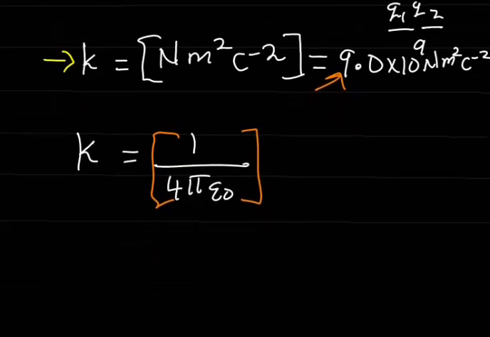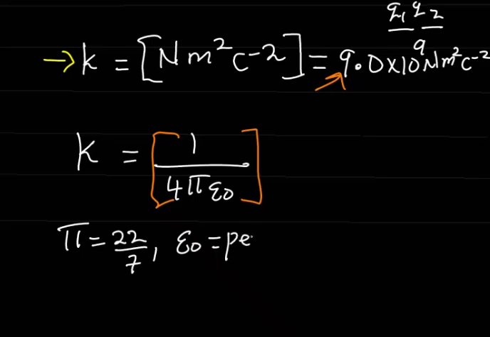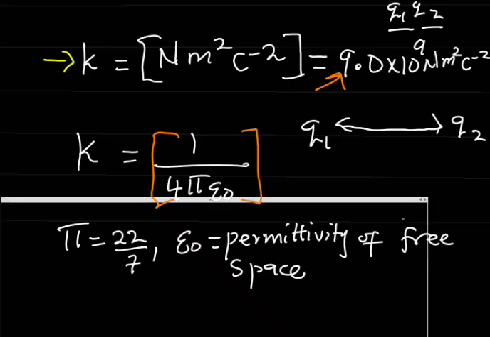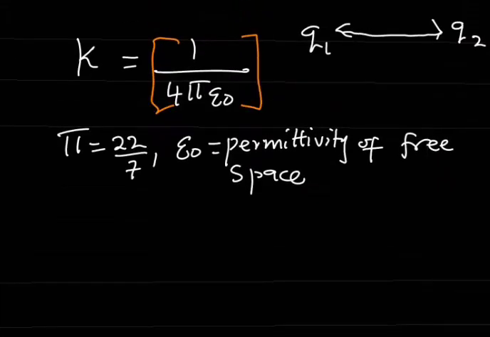You can actually prove that yourself. You know what the value of pi is. Pi, of course, is 22 all over 7. Then this symbol epsilon 0 is what is referred to as the permittivity of free space. Since we are taking the two charges to be in free space, that means the space around the charges is simply free space. So permittivity of free space, that is what epsilon 0 represents.